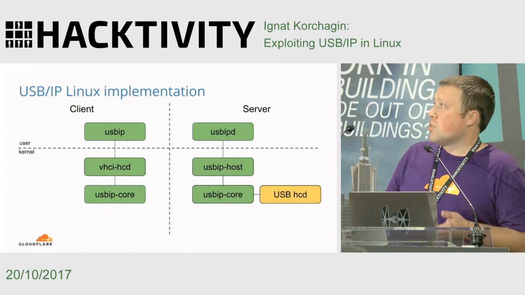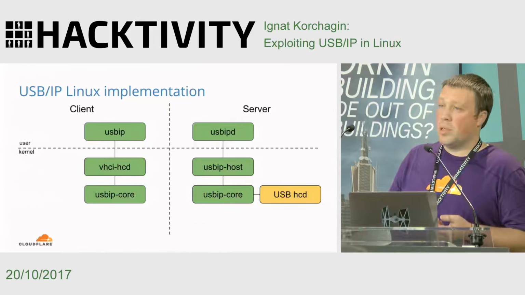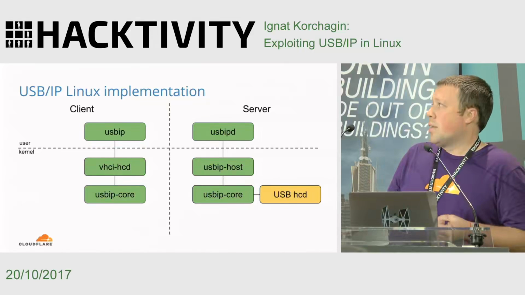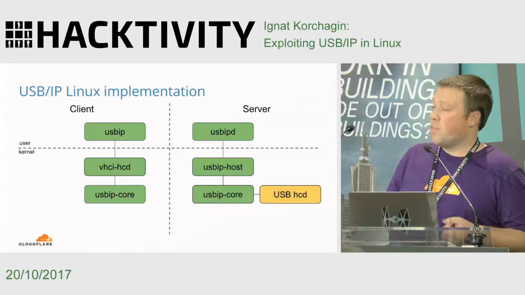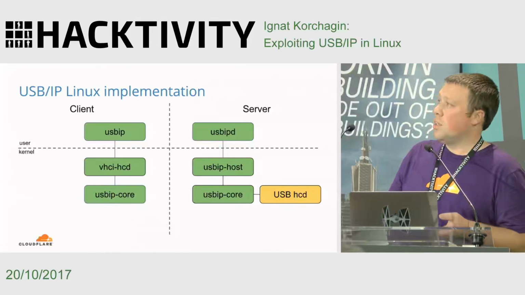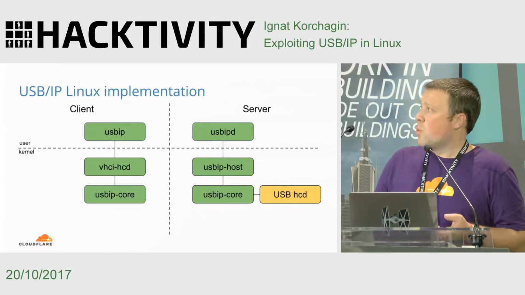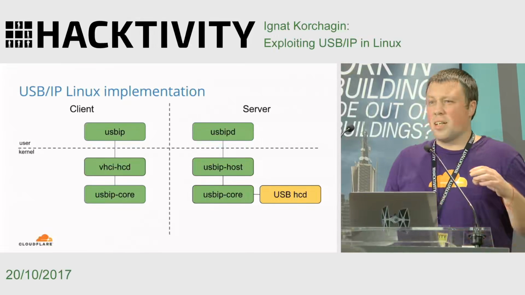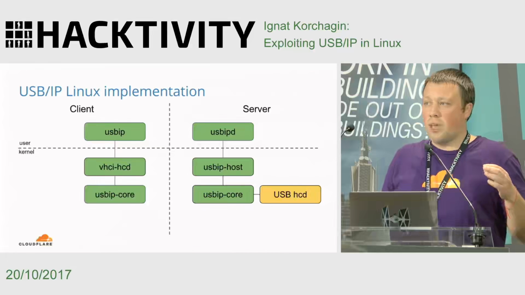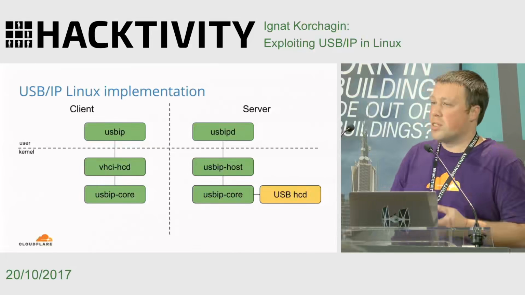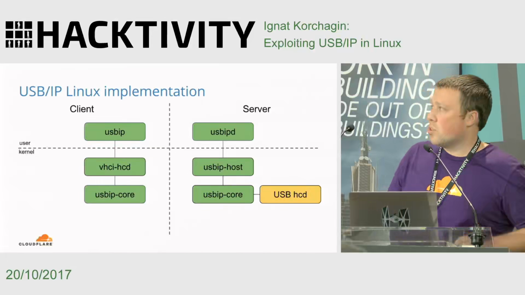So in user space on the server side, you have a daemon called USBIPD, and then you have two kernel modules, which are USB IP host and USB IP core. On the client side, you have the USB IP client utility in user space, and you have again USB IP core, which is the same module as on the server. It's like a shared library in the kernel. I don't know, for some reason they decided to put it in a separate kernel module.